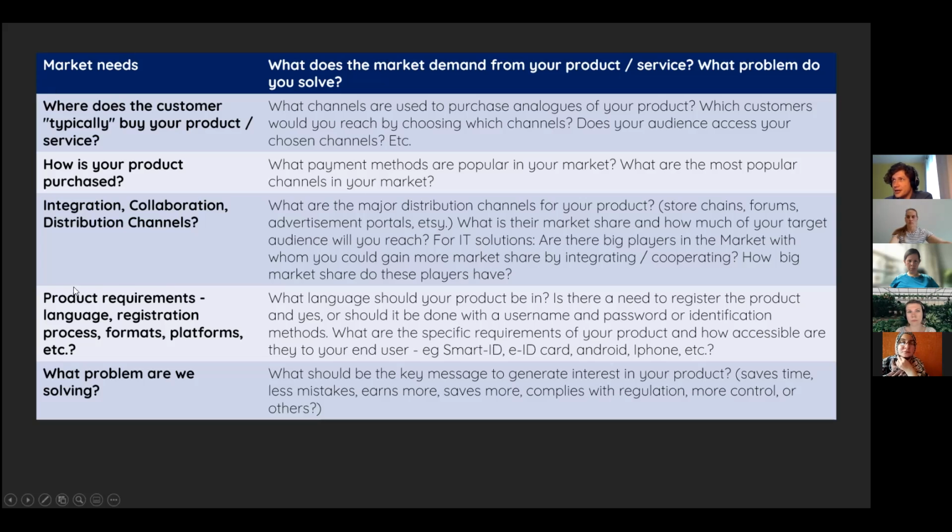Then market needs bring us to product requirements. Also, it is part of the market needs. Of course, language: understanding the market also means understanding which language you would like to communicate your product in. Then the registration process: if this is an IT product, then you also need to understand how registration processes are regulated in each of your countries.